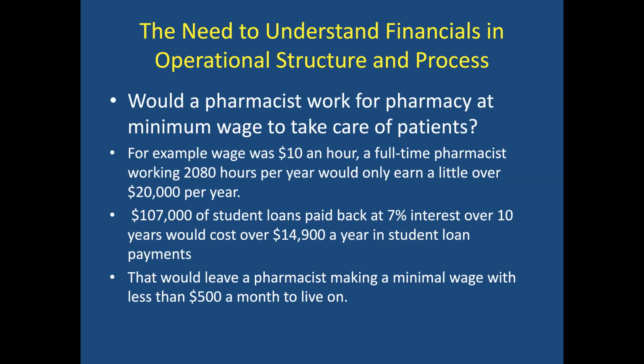However, if that same person was told that their current wage was going to be only $10 an hour, and therefore a full-time pharmacist working 2,080 hours per year, they would earn a little bit over $20,000 per year. And if they had student loans, which could be well over the hundred thousands, and this is probably just an underestimate that's listed here in the slide, in interest alone over 10 years, it would cost them about $14,900 a year in student loan payments. So that would leave very little for a pharmacist to live off of.